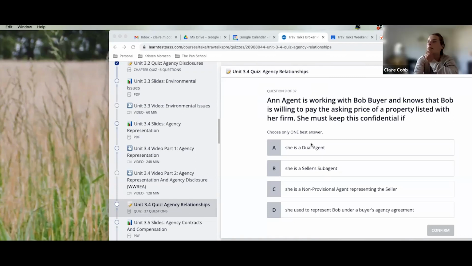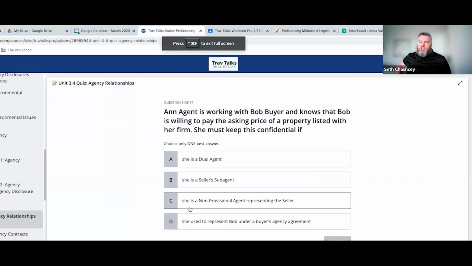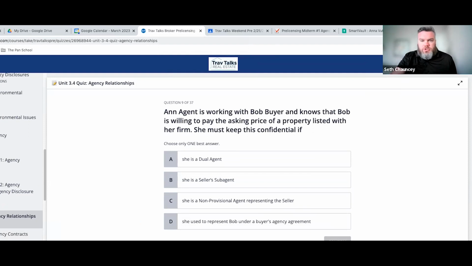Okay. An agent is working with Bob Buyer, knows that Bob is willing to pay the asking price of a property listed with her firm. She must keep this confidential if, and so it's asking when she would have to keep this confidential. And here's the thing, you can't put information in the question that's not there. So it's asking about the different scenarios.